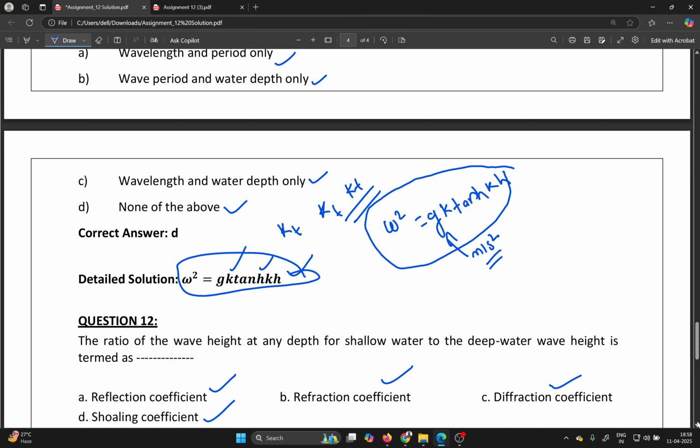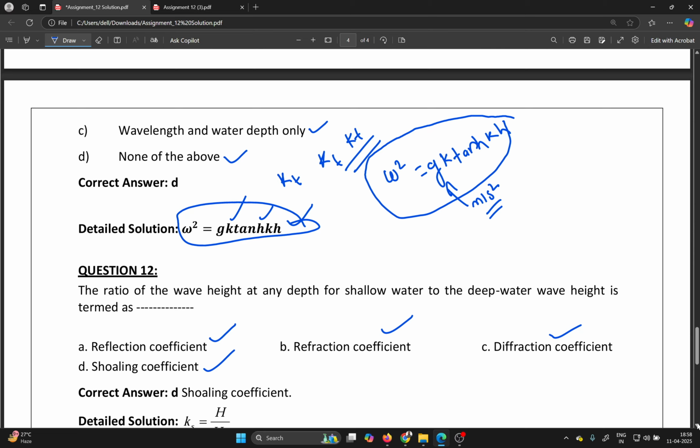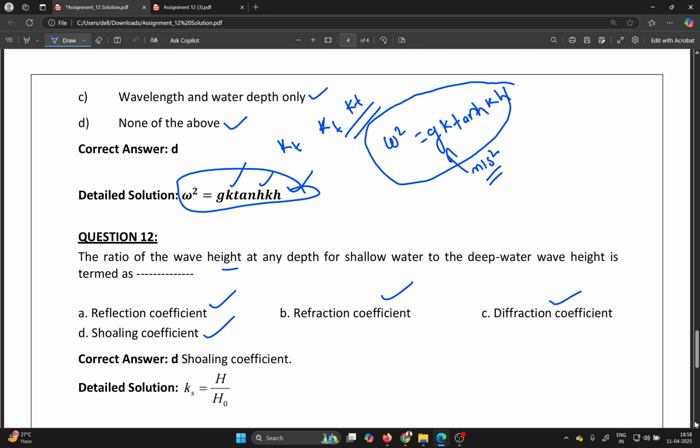for question number 12. So definitely it is your shoaling coefficient. So the ratio of wave height, h by H, the ratio of wave height at any depth, shallow water, so capital H is denoting the shallow, to deep water depth wave height is termed as your shoaling coefficient, that is Ks.